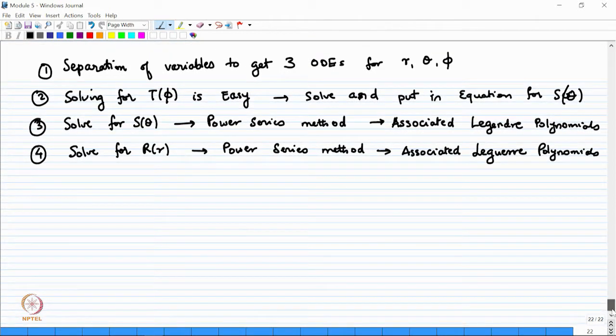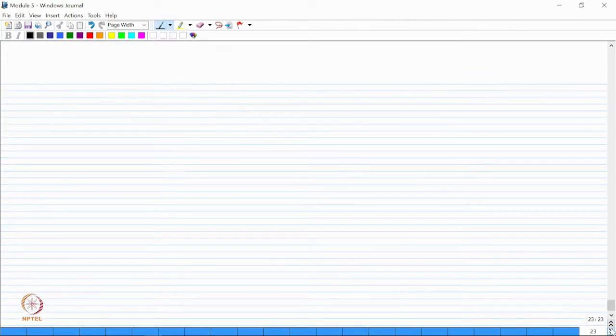Okay. So these are the four steps, and we are going to go through these steps one by one in solving this partial differential equation. Okay, so let's get to the first step. The first step is the separation of variables. Okay, so let me do this. So, separation of variables.